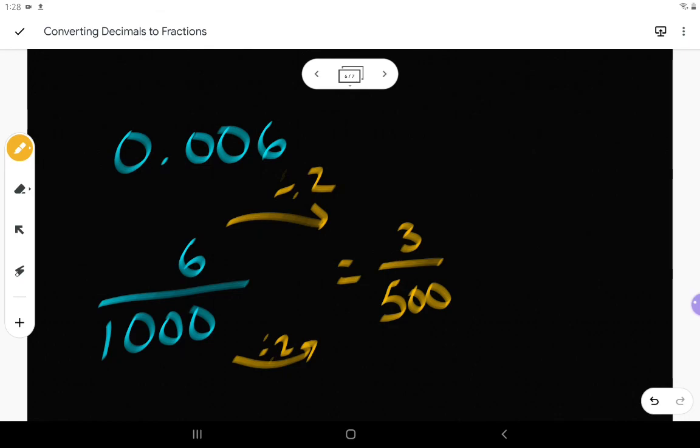Okay, so if you have leading zeros, when you put them up top, those leading zeros just disappear. It doesn't make sense to say 006 unless you're in a James Bond film, and that's your secret agent number. All right, that is converting decimals to fractions.